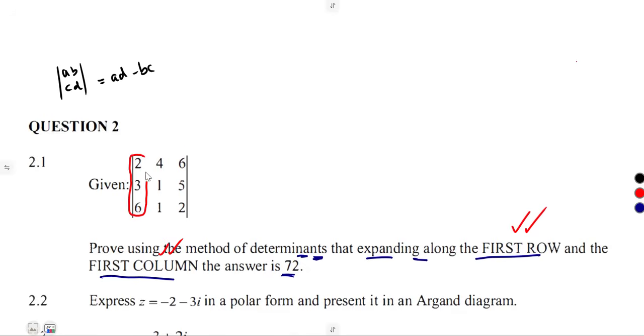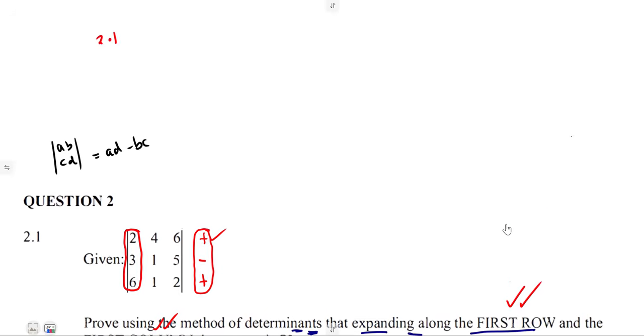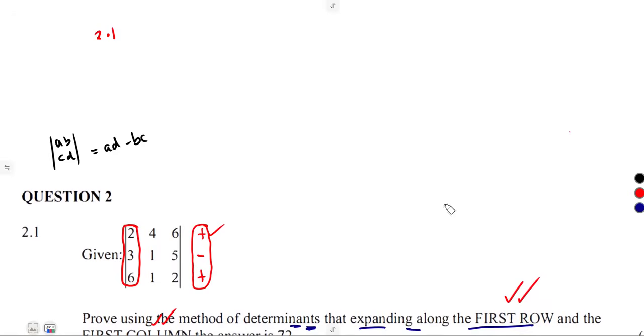2, 3, 6. Remember the matrix of signs, guys: plus, minus, plus. It is the same even going down, plus, minus, plus. Even if you are going down, we use the same concept. So in terms of the signs, these are the ones that we're going to use. All right, so let's expand, guys. As we can see, it's straightforward. The plus is affecting 2, so that's plus 2.